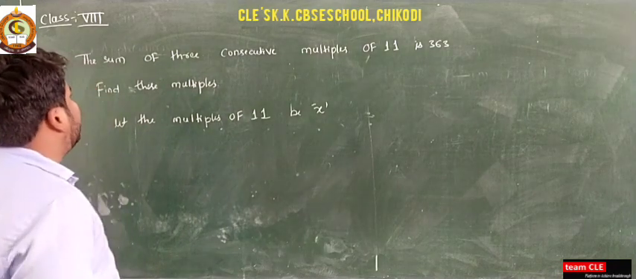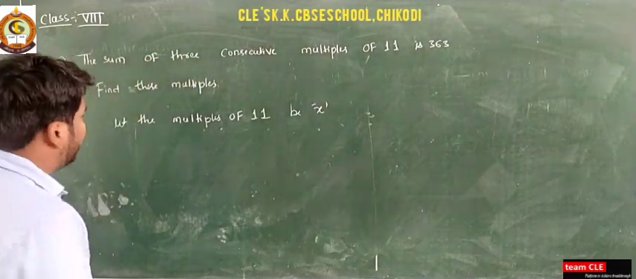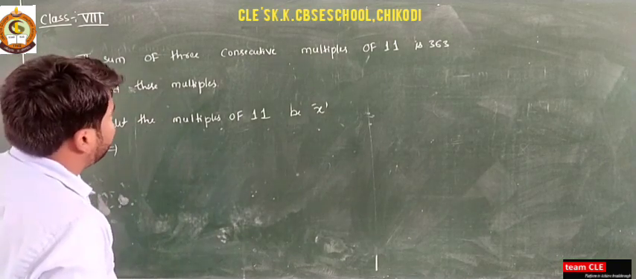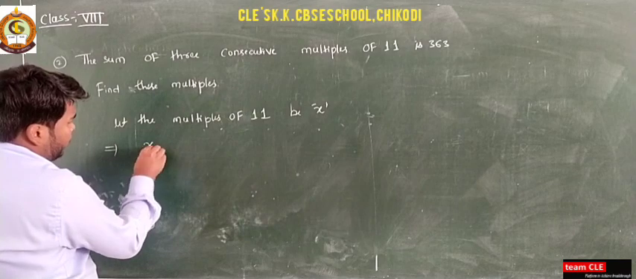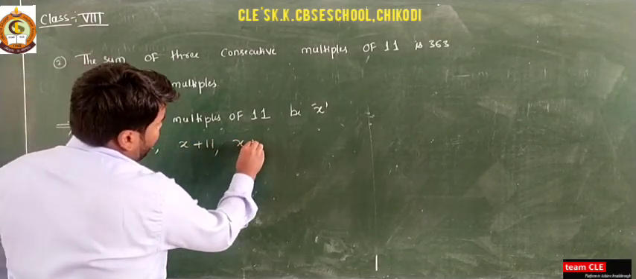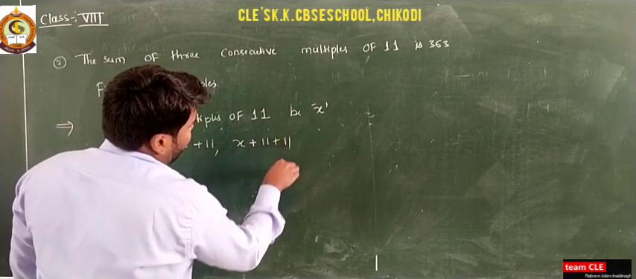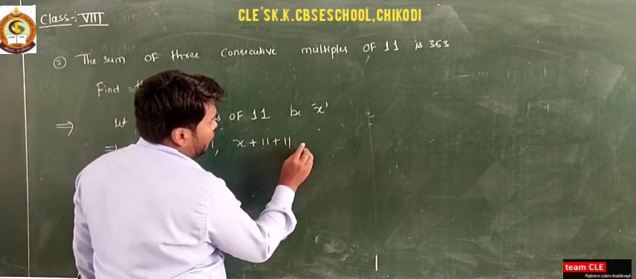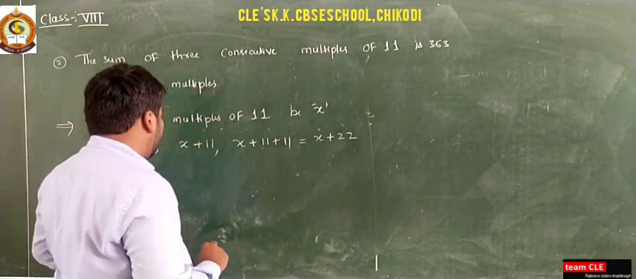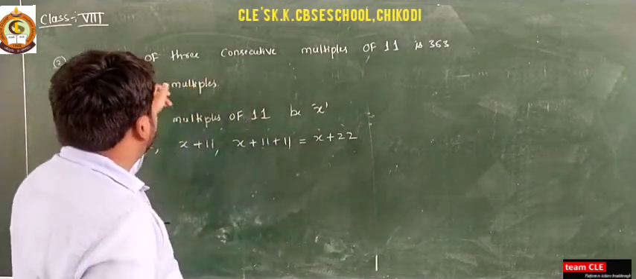Since the sum is mentioned, the operation here is addition. For 3 consecutive multiples, the first one is x, the second one is x plus 11, the third one is x plus 22, that is x plus 11 plus 11. So these are the 3 multiples, x, x plus 11, x plus 22, whose sum is equal to 363.